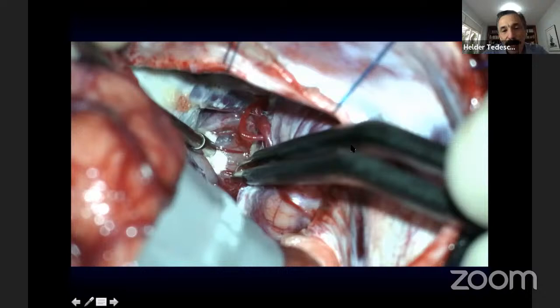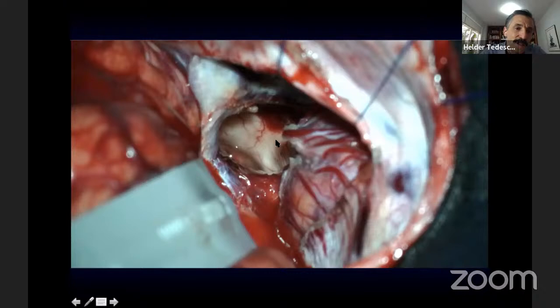So very, very uncomfortable. This is after the tumor was being removed and you can look, and this is the vein of Galen, basal vein of Rosenthal, third ventricle, and this is the superior colliculus.